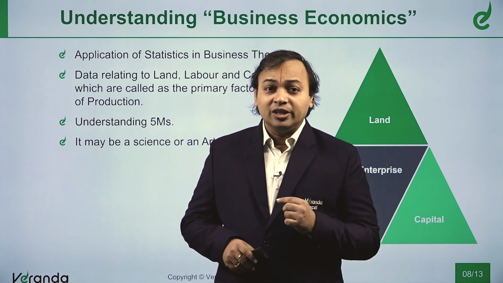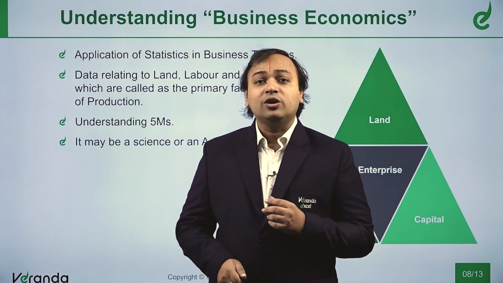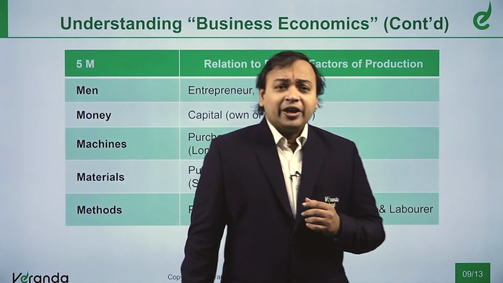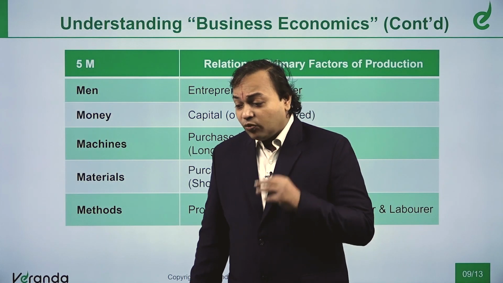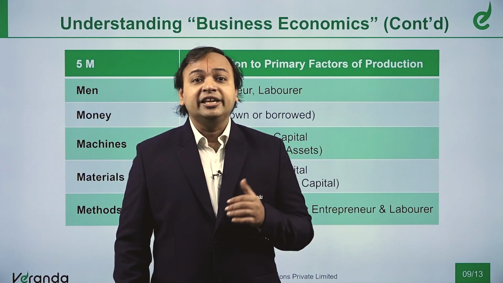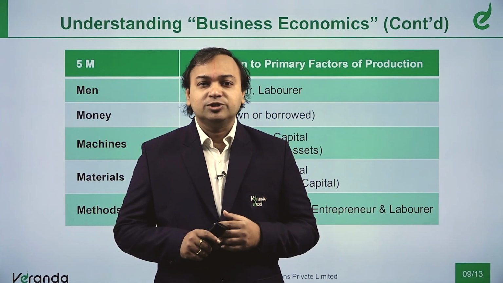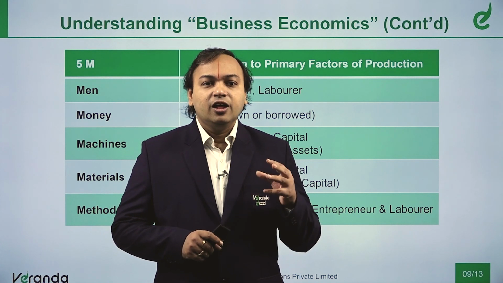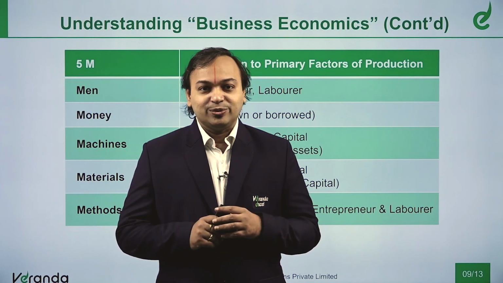Now I have told you that we will discuss more about 5Ms. So with 5Ms, we have to understand first what they are. Men, money, machines, materials and methods are called the 5Ms. They are actually related to the primary factors of production. How? That we have to understand now.